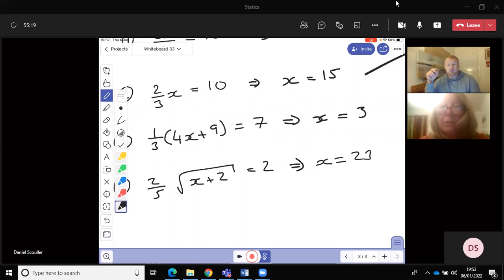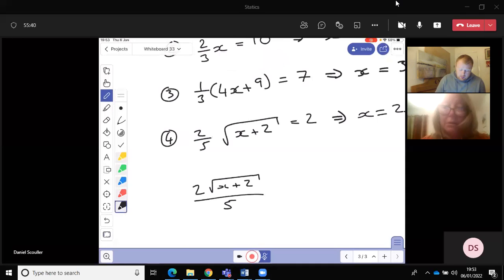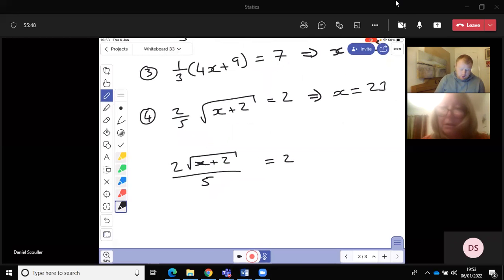We take that 5 across, and then take that 2 across. And then you can sort of solve it from that point on. So we could write 4 as that. You might see it written like that. So just by taking that 5 across.